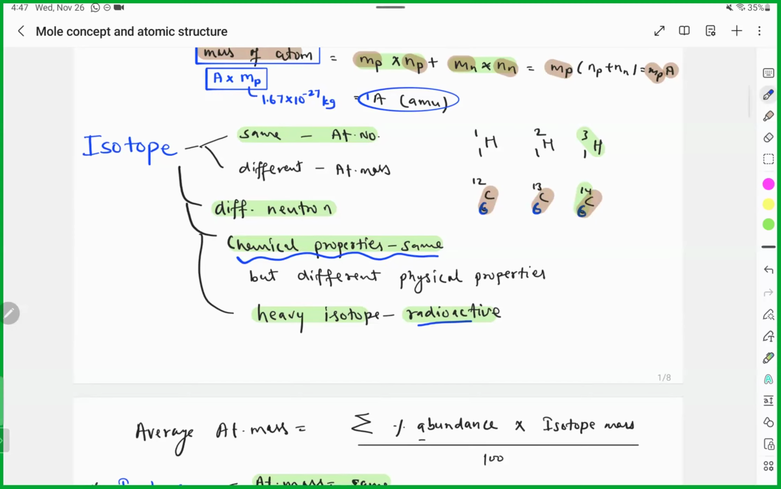Same, hydrogen, deuterium, and tritium have exactly the same atomic number, but the atomic mass is different. Correct? So in that case, this is a neat question. Chemical property is the same, but physical properties are different. Why? Carbon 12 is a hard material, but carbon 14 is a radioisotope, radioactive material. So physical properties are different.